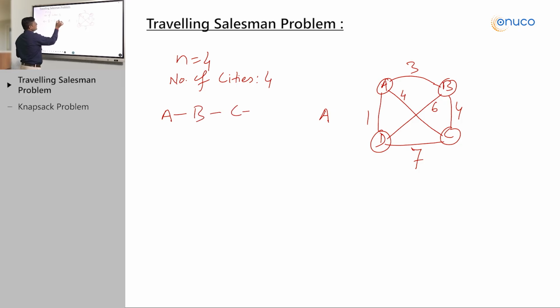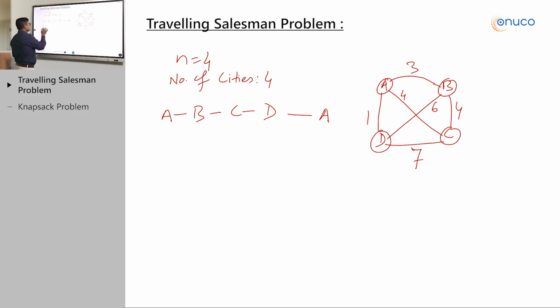B, C, we have D, and return back to A. So how many such combinations will there be? These intermediate vertices can be arranged in 3 factorial different ways. How many elements? B, C, D, 3 elements. So 3 factorial, 6 different paths we will get.